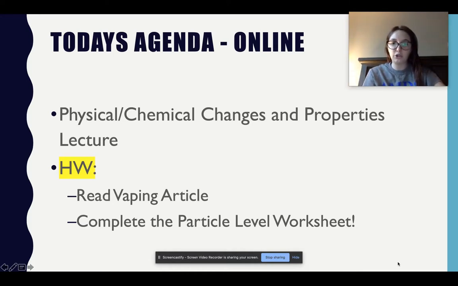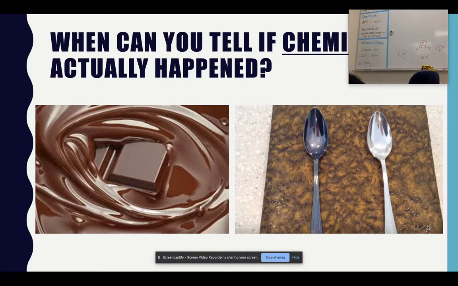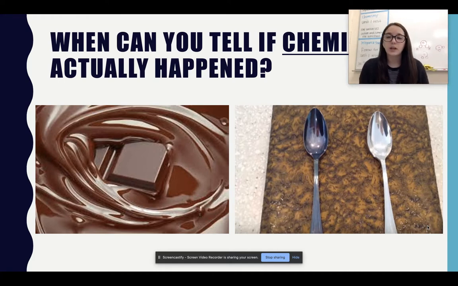Costume change, go. When can you tell if chemistry actually happened? And I understand this is a crazy question because there are two types of changes. We have our physical and we have our chemical. Now we're focusing on the physical side. Chocolate starts as a solid. And then if I melt it, I add heat, it becomes liquid.